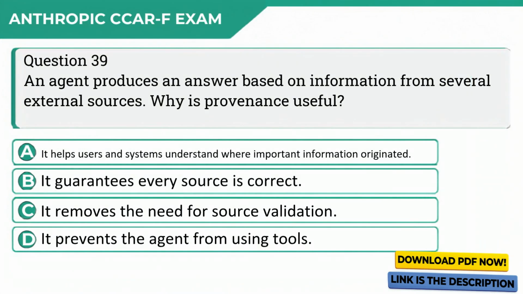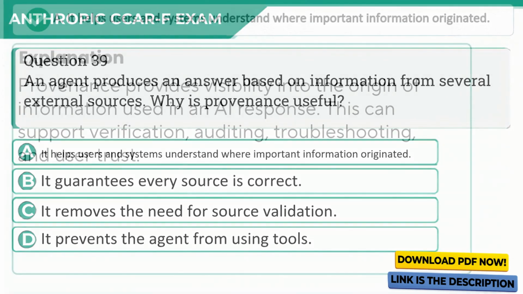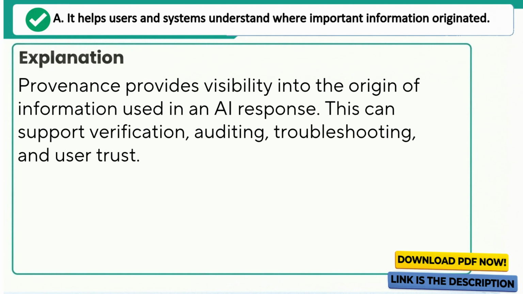Question 39. An agent produces an answer based on information from several external sources. Why is provenance useful? A. It helps users and systems understand where important information originated. B. It guarantees every source is correct. C. It removes the need for source validation. D. It prevents the agent from using tools. Correct answer: A. It helps users and systems understand where important information originated. Explanation: Provenance provides visibility into the origin of information used in an AI response. This can support verification, auditing, troubleshooting, and user trust.